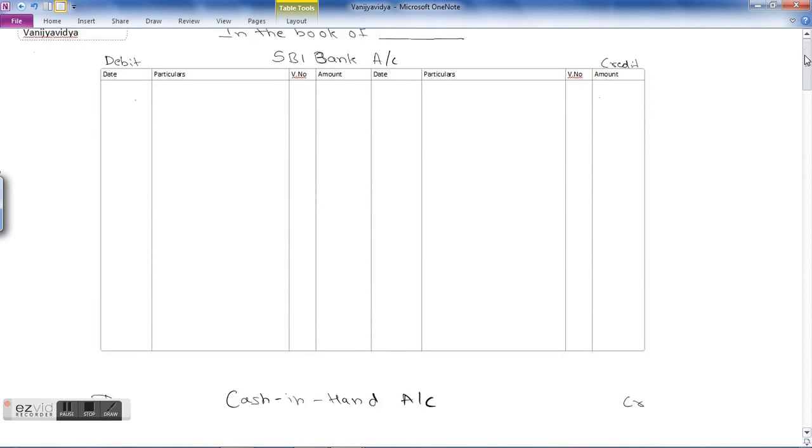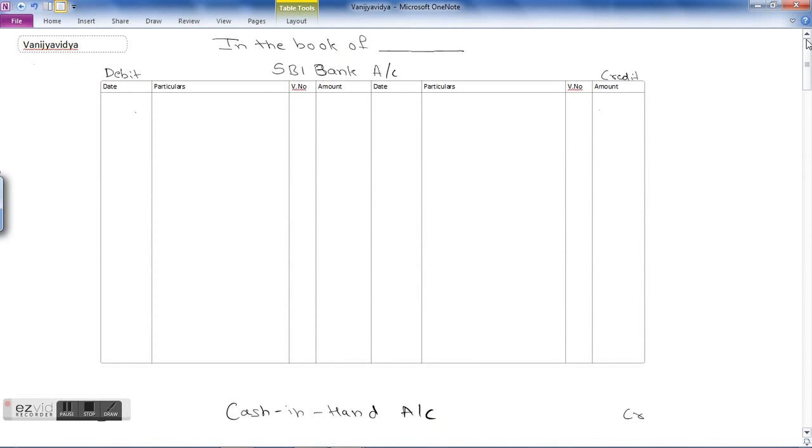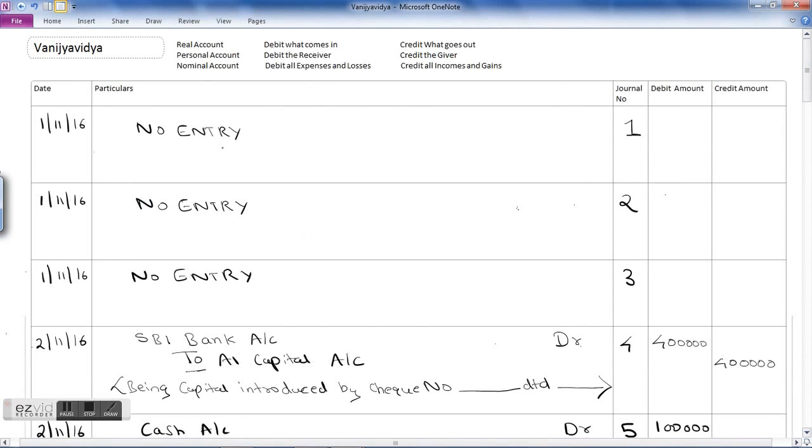One more thing you can see: the SBI bank account and cash in hand account are a little longer as compared to the other ledger accounts, because the number of transactions affecting the SBI bank account and cash account is more. So you have to take that care while preparing the ledger accounts. There should be enough space for all the journal entries, right? And above I have written 'in the books of'; there you have to write the company's name. Now let's go to the journal entries.